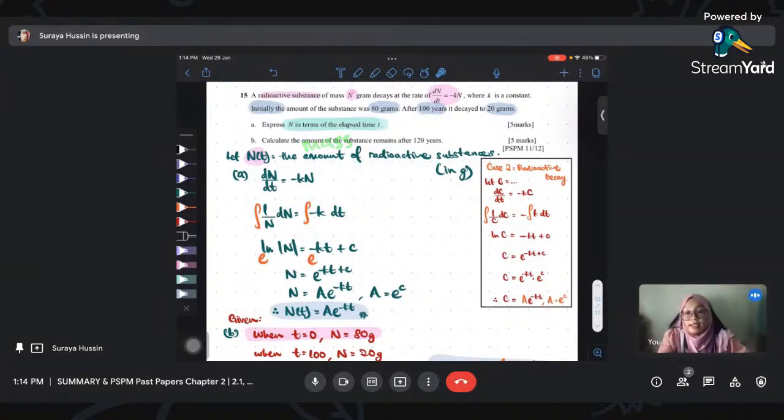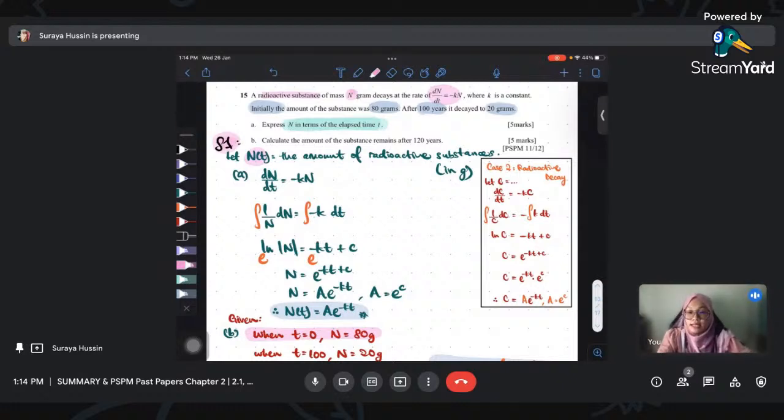You boleh pakai ayat you sendiri yang you selesa. The mass of the radioactive substances, or the amount of radioactive substances in gram. Okay, because everything here is in grams. Sebab itulah saya tulis in gram. So this first step is very important: to call it a name.